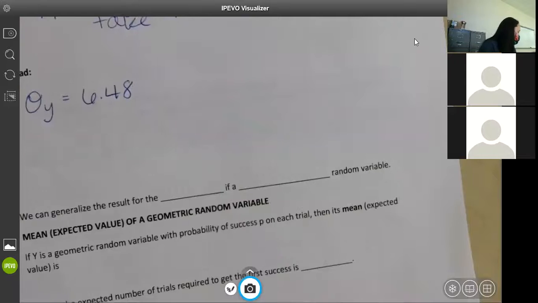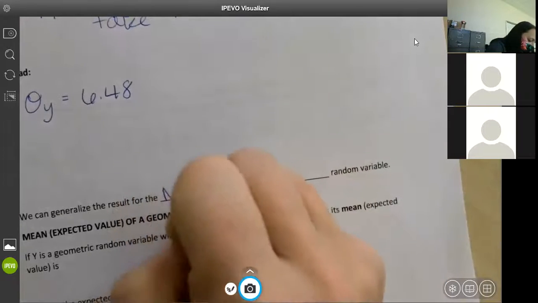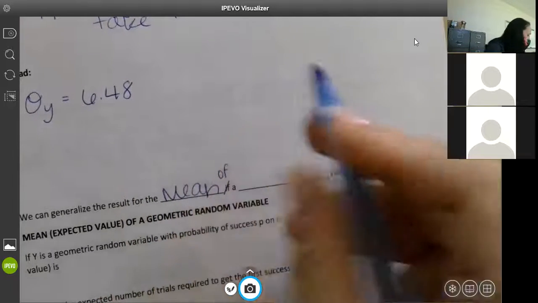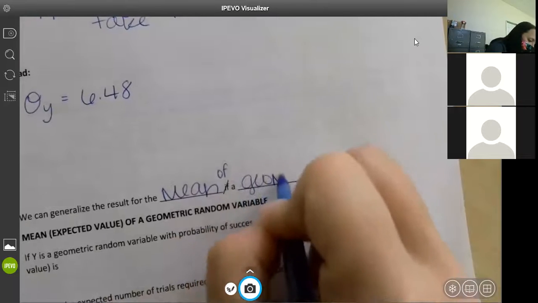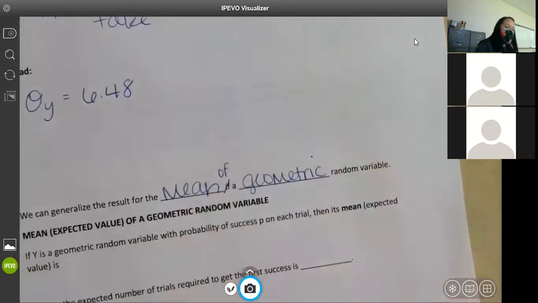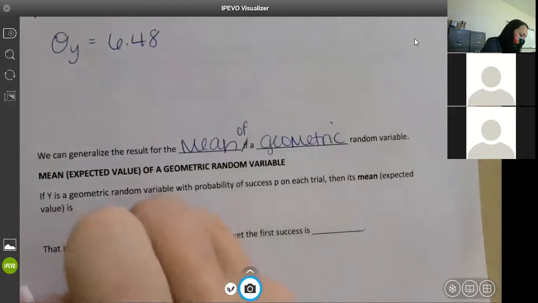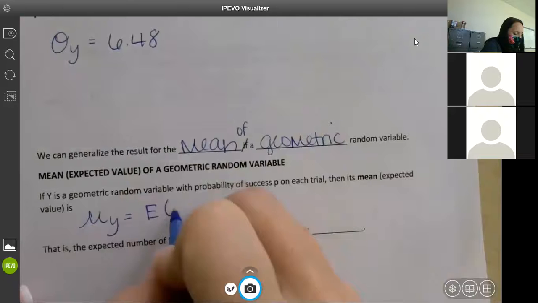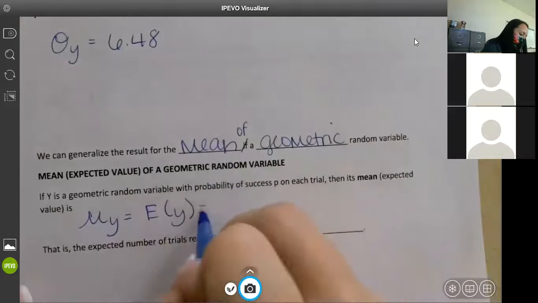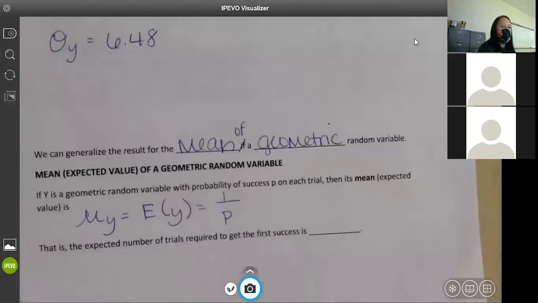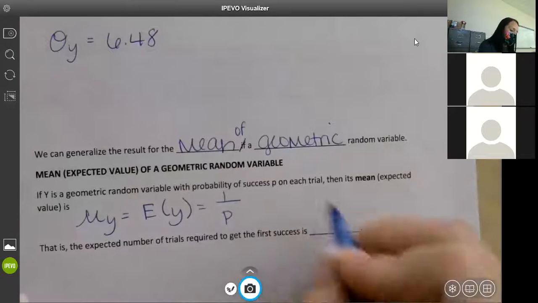We can generate the result for the mean, should say, of a geometric variable. The mean or the expected value of a geometric random variable. If y is a geometric random variable with the probability of success p on each trial, then its mean or expected value is 1/p. That is, the expected number of trials required to get the first success is 1/p.